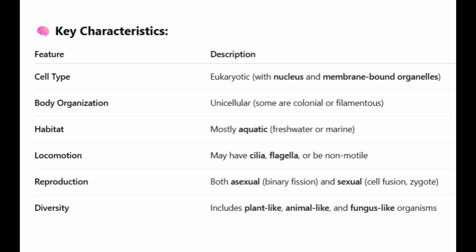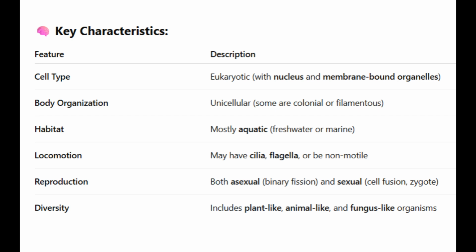Cell type. All protists are eukaryotic, meaning they have a true nucleus and membrane-bound organelles, just like higher plants and animals. Body organization. Most are unicellular, but some form colonies or even filamentous structures, making this kingdom quite versatile in form. Habitat. They are primarily aquatic organisms, found in both freshwater and marine environments. So whether it's a pond or ocean, protists are likely present.